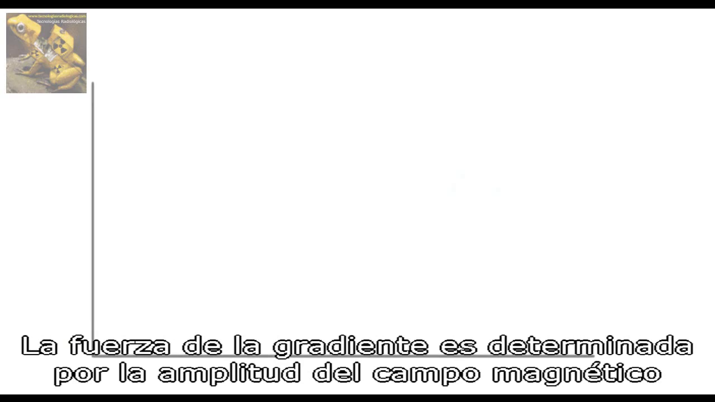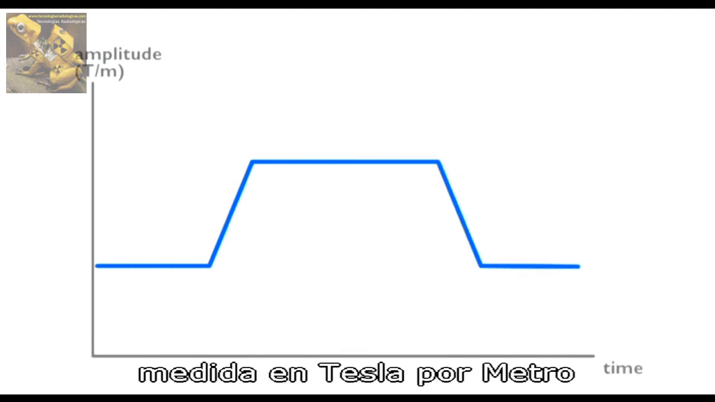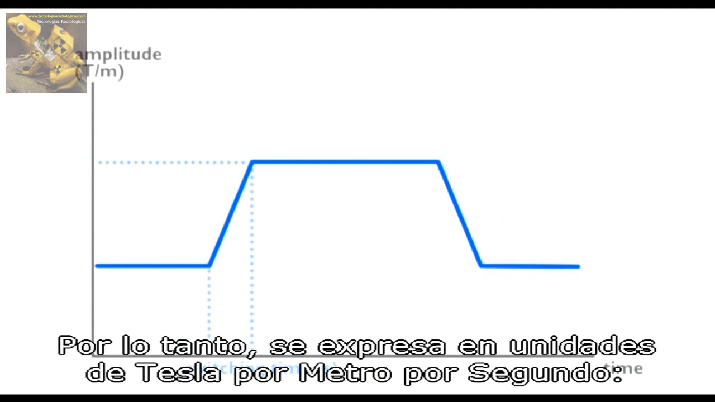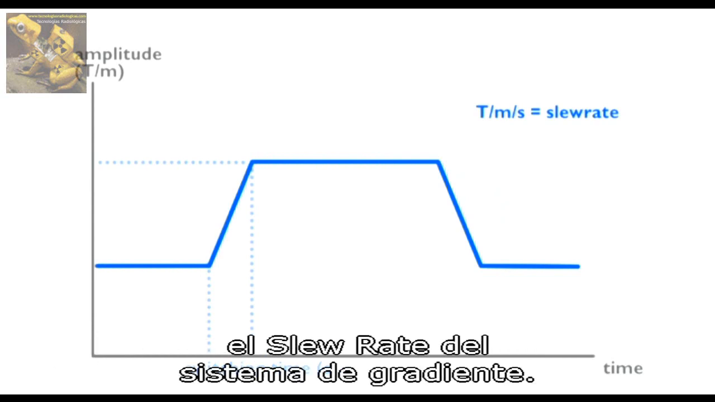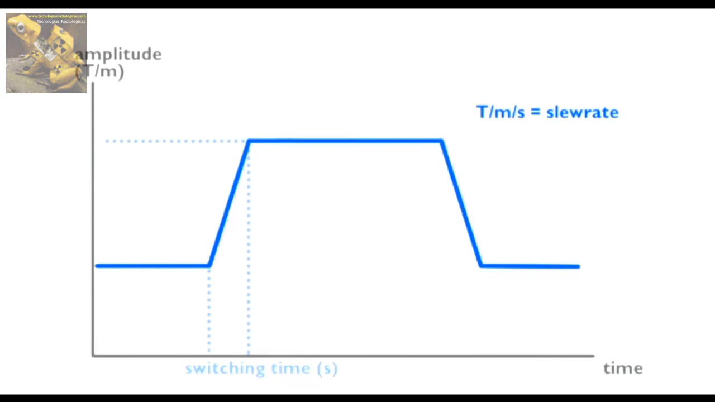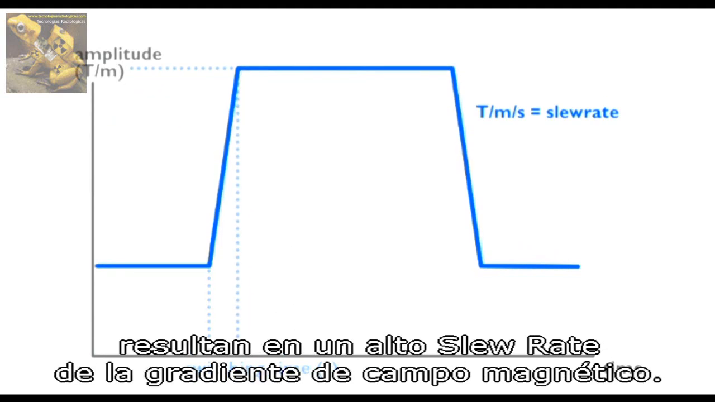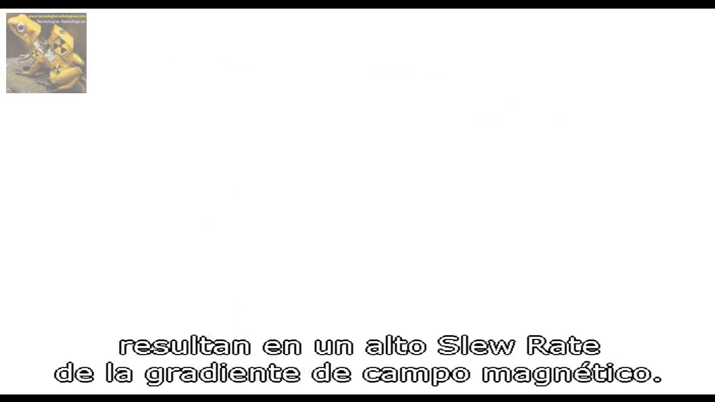The strength of the gradients is determined by the amplitude of the gradient magnetic field, measured in Tesla per meter, and by the switching time in seconds. It is therefore expressed in units of Tesla per meter per second, the slew rate of the gradient system. Higher amplitudes and shorter switching times result in a higher slew rate of the gradient magnetic field.